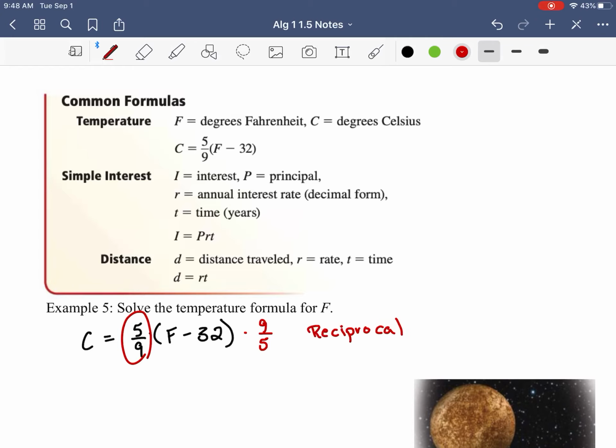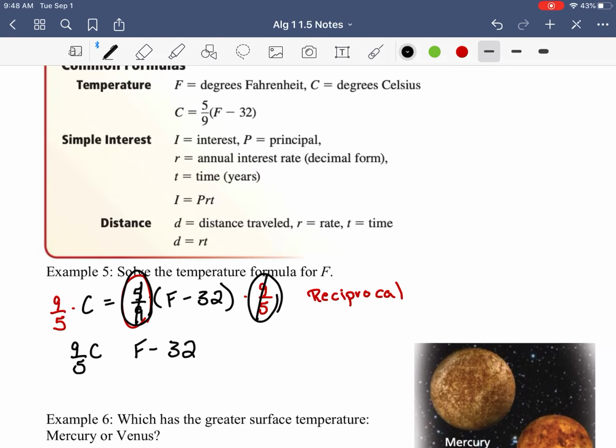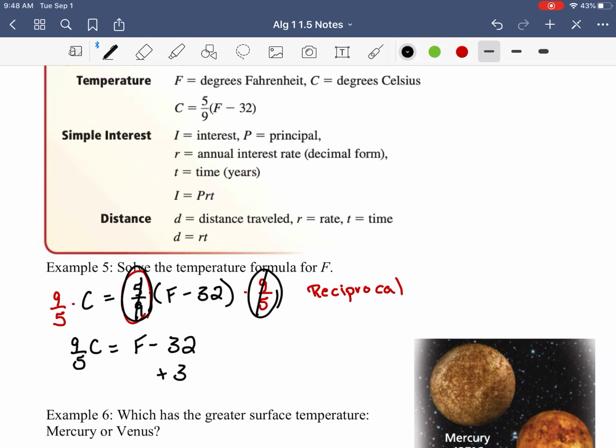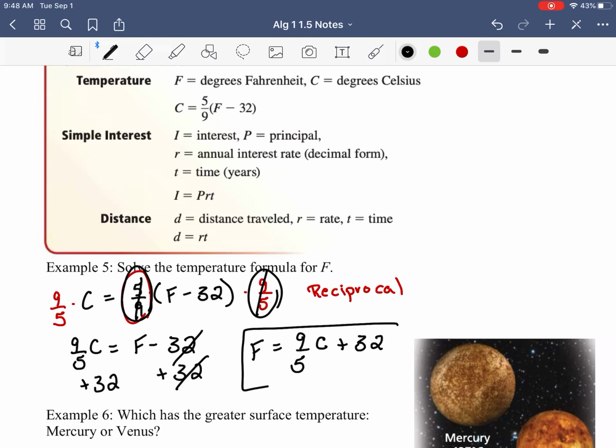So the reciprocal of 5/9 is 9/5, so I'm going to multiply both sides by 9/5. Because when I take 5/9 times 9/5, I get 1. So those multiply to give me 1. So on this side, I'm left with F minus 32. And on this side, I have 9/5 C. And then to undo a subtract 32, I know a lot of you do the shortcut. We're going to add 32 to both sides. So F is going to equal 9/5 C plus 32. So there I have it solved for Fahrenheit.